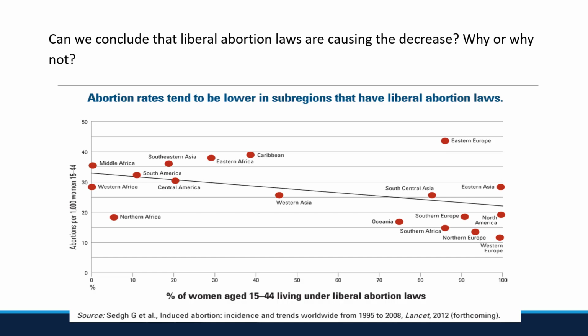Can we conclude that liberal abortion laws cause the decrease? Why or why not? No. We can never use a plot to determine causation. In this case, one potential confounding variable would be access to birth control. The higher the percentage living under liberal abortion laws, the higher the percentage of women that have access to birth control. And then also, higher access to birth control leads to fewer abortions.